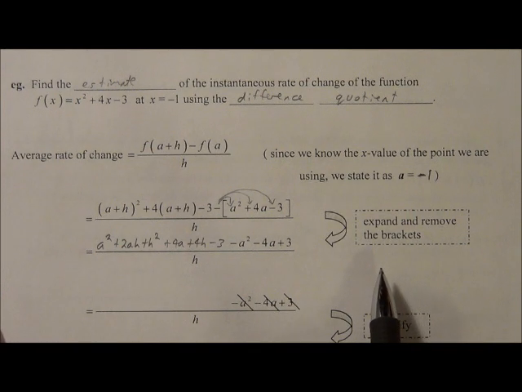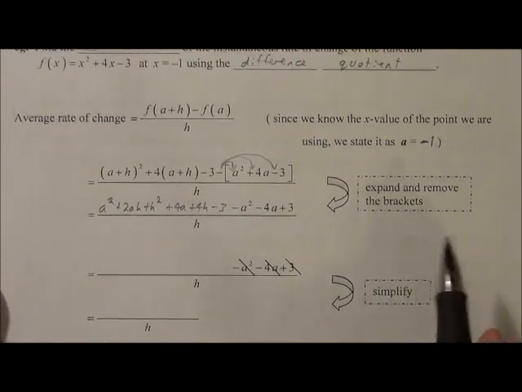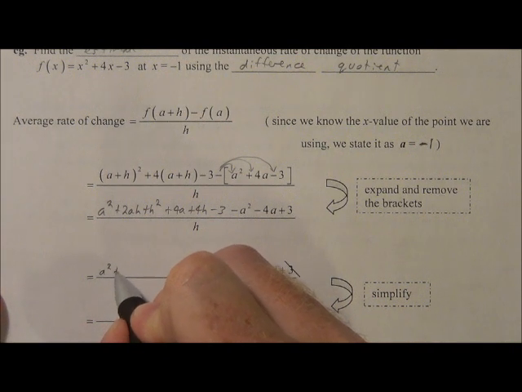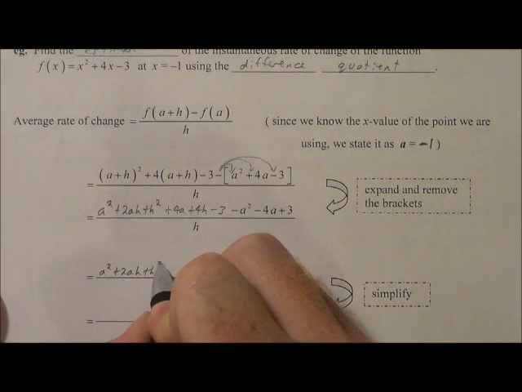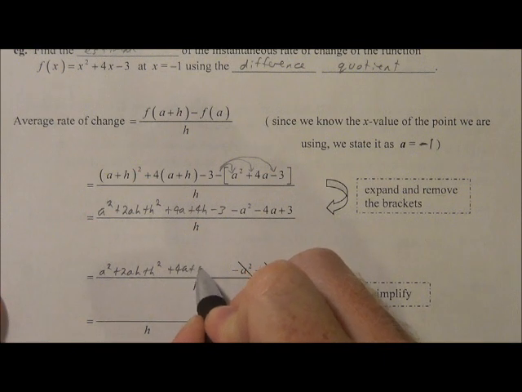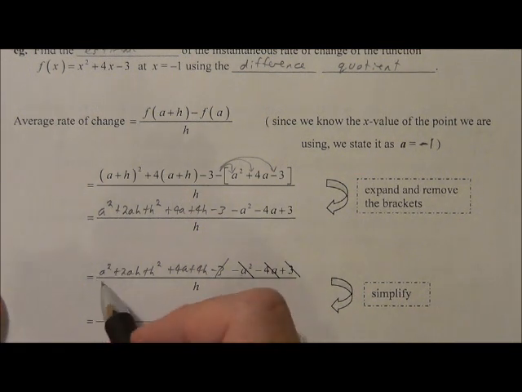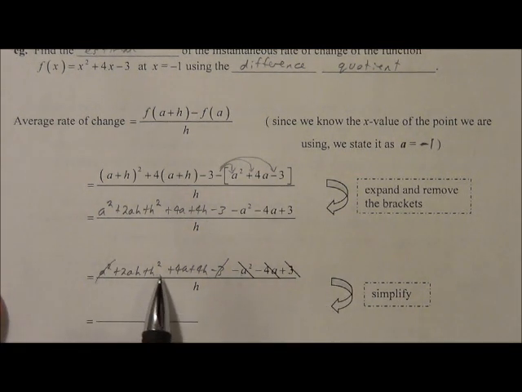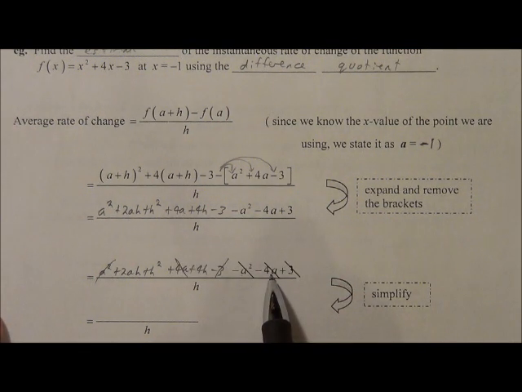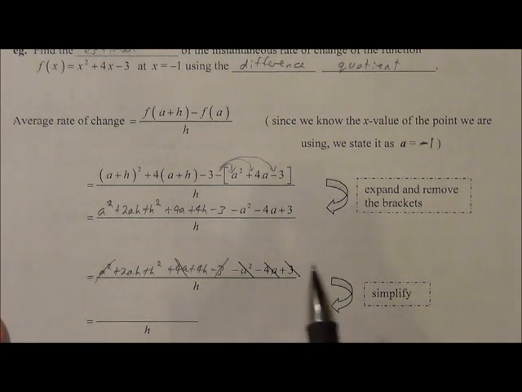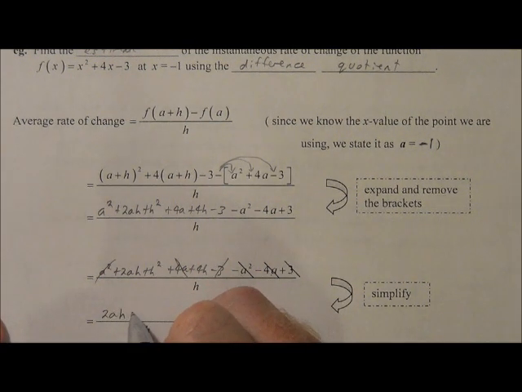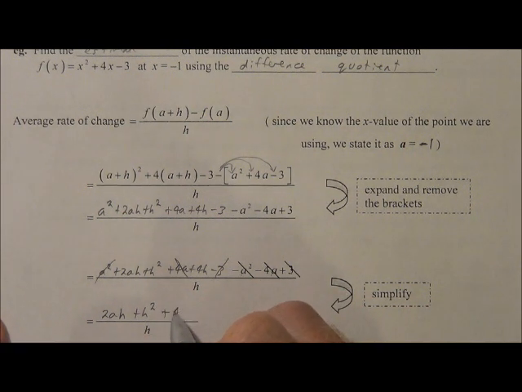Then what we're going to do is simplify, and so we've got the a squared plus 2ah plus h squared plus 4a plus 4h minus 3. Well, that plus 3 and the minus 3, they cancel. The negative a squared and the positive a squared, they cancel. And we've got the 4a and that negative 4a, and they cancel. Okay, then we simplify, and what's left over then is 2ah plus h squared plus 4h.